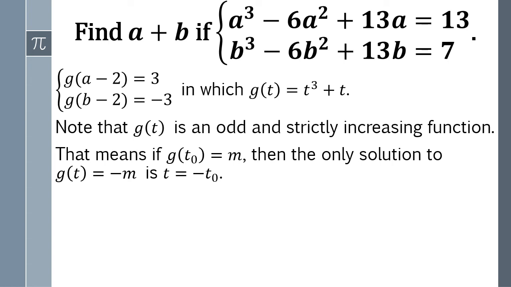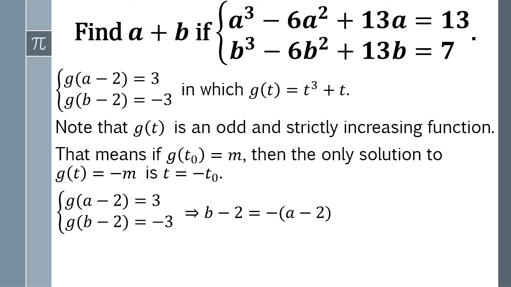And in this question, we know 3 and minus 3 are opposite numbers. Then the only way to satisfy those two equations is that the two inputs a minus 2 and b minus 2 are opposite numbers, which means b minus 2 equals minus (a minus 2). And finally, we get a plus b equals 4. And that's the answer to this question.